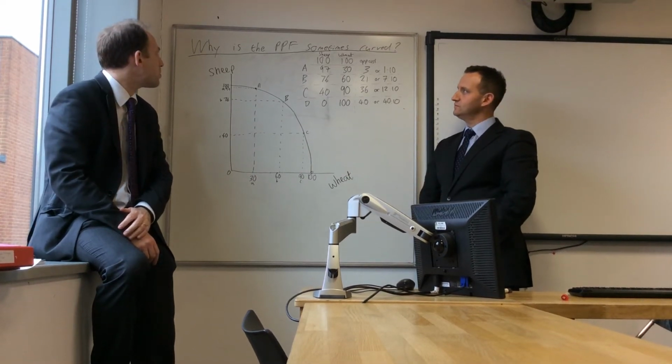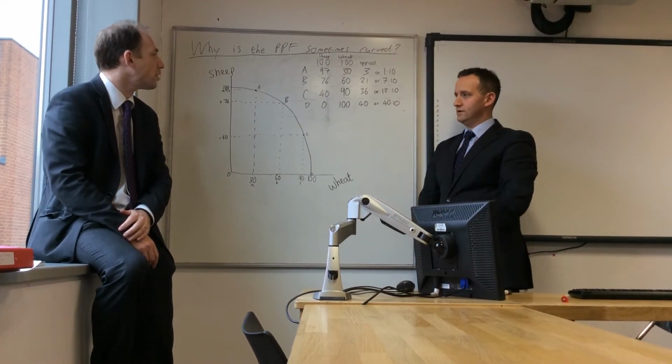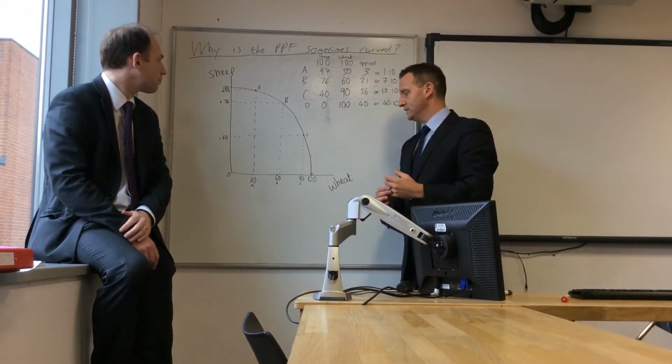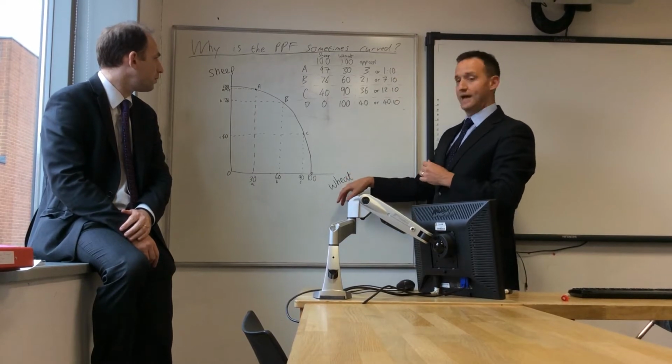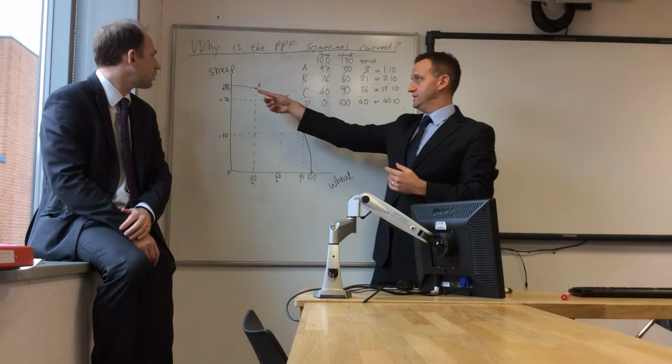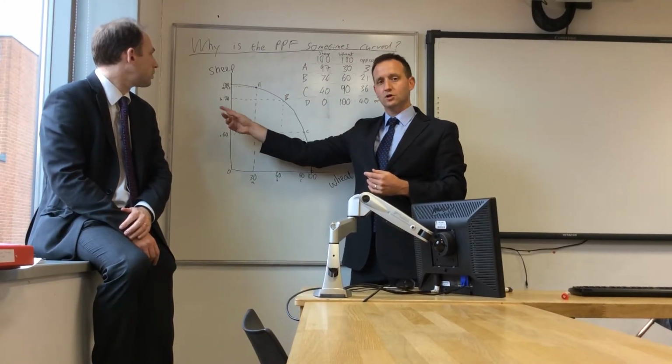So you're going to explain to me then why the PPF is sometimes curved. Okay. The PPF is sometimes curved, as a summary of what I'm going to say, because as you grow more of product A, the opportunity cost of product A, which is the value of the alternative, product B, that you lose, grows.